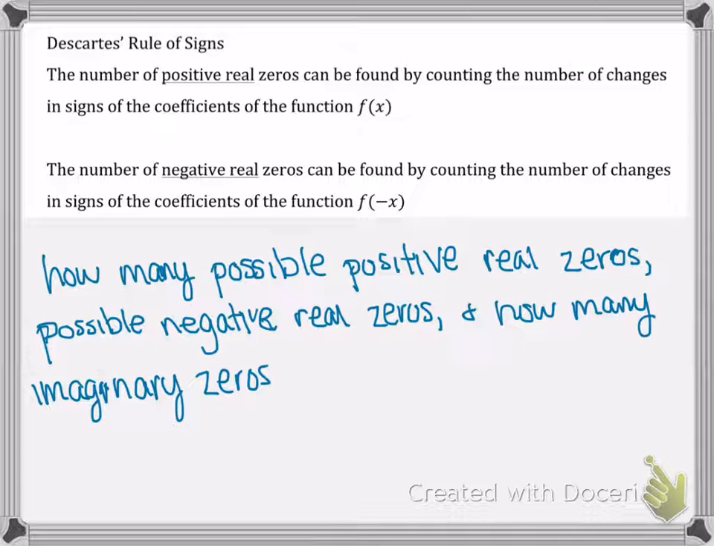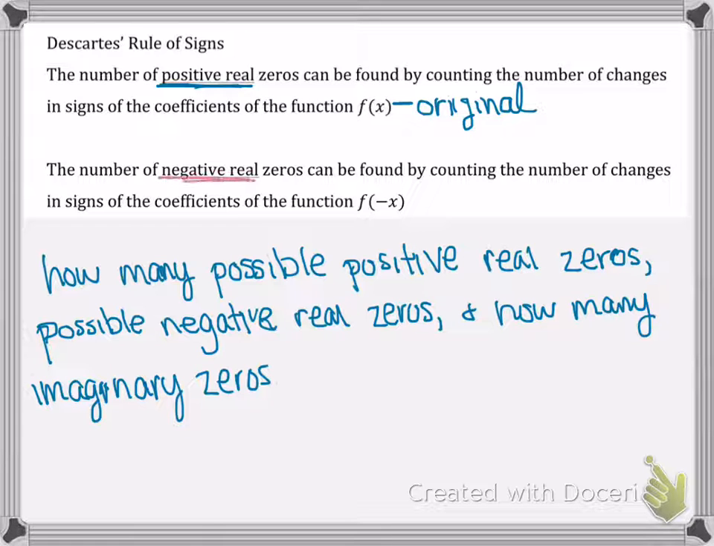Now, to figure out the number of positive real zeros, what we're going to do is count the number of changes in the signs of the coefficients of the function f of x. Now that's the original function. So we will just use the original function and simply count the number of sign changes.